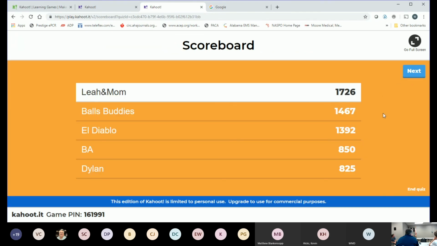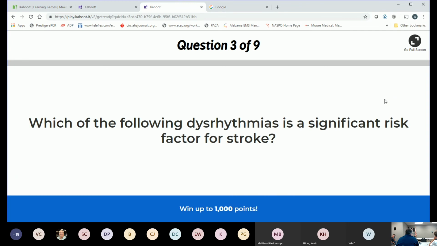All right. BA has shamefully fallen to third. Balls is coming up strong in second, with Leah and Mom in the lead.